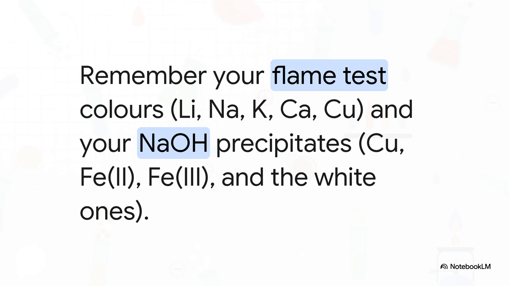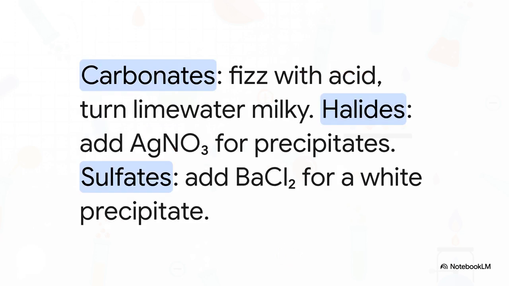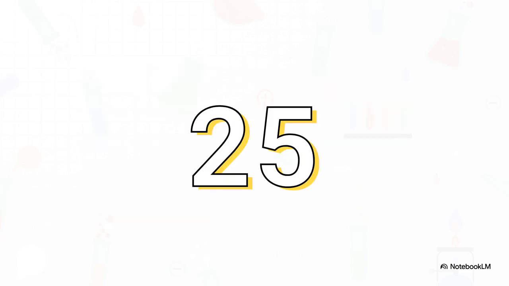Then for the sodium hydroxide test, remember your 3 colored precipitates: blue, green, brown, and the 3 white ones, remembering that special extra step for aluminum. And for the anions, the negative ones: carbonates, that's acid plus lime water; halides, nitric acid, then silver nitrate for a white, cream, or yellow result; and sulfates, hydrochloric acid, then barium chloride for that dense white precipitate. Got it? And that's the whole toolkit.